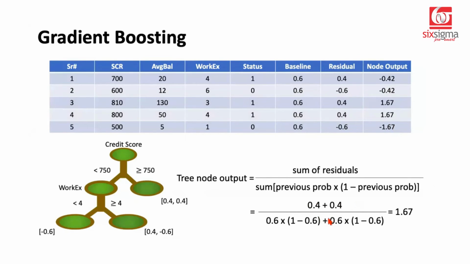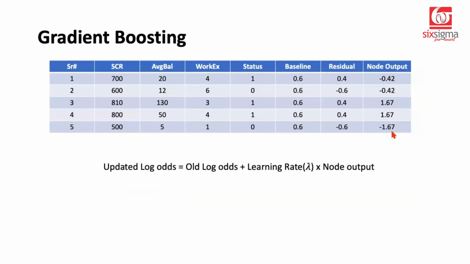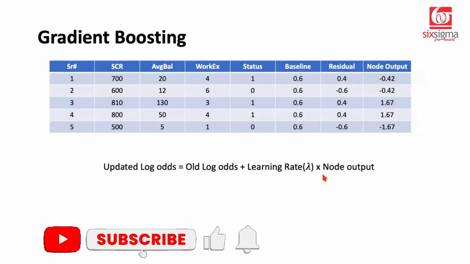So we got the node output, but eventually we would want to get an updated value of the log odds ratio. Initially, we got the baseline probability using the log odds ratio. So how do we update the log odds ratio and then in turn the probabilities? There is a relationship between this node output and the updated value of the log odds ratio. And that looks like this. So updated log odds ratio would be the old log odds ratio plus the learning rate, which is a hyperparameter, multiplied by the node output.